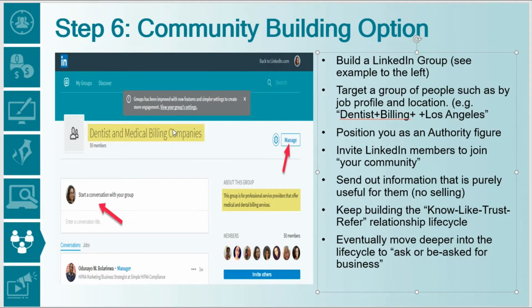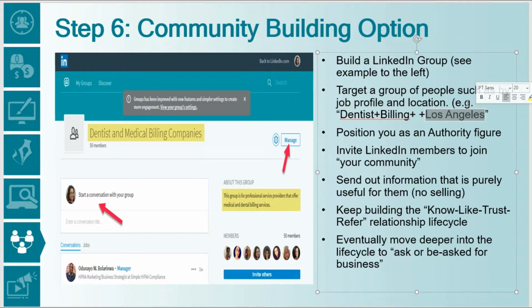The idea of building a group is actually quite simple because we're aggregating people, as I said, and this is an example of how I started looking for people that, for example, have dentist and billing and Los Angeles in their profile. And then we reach out to them and say, hey, besides connecting with us, why don't you join this group that I put together?